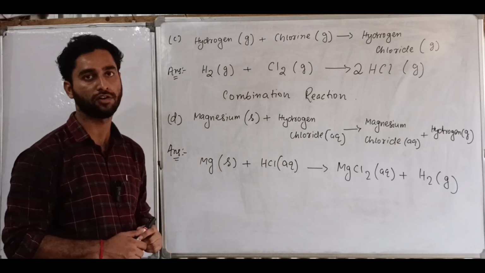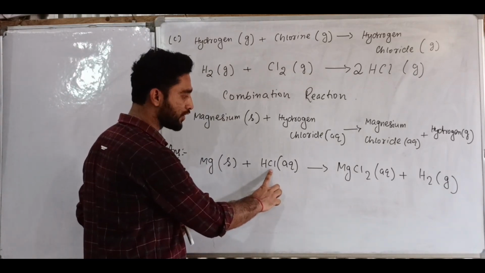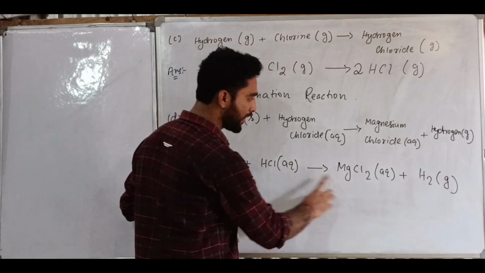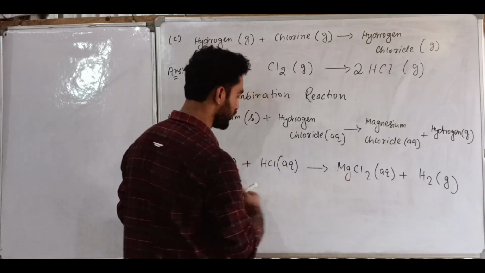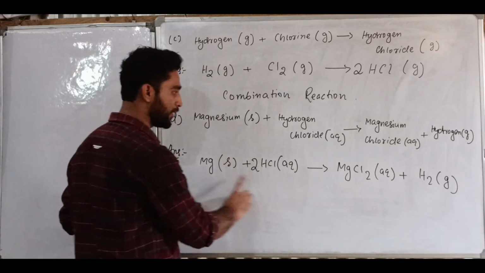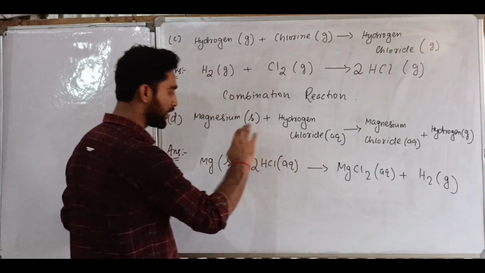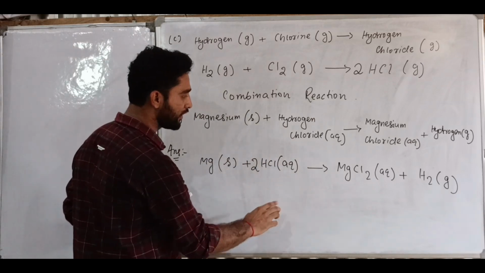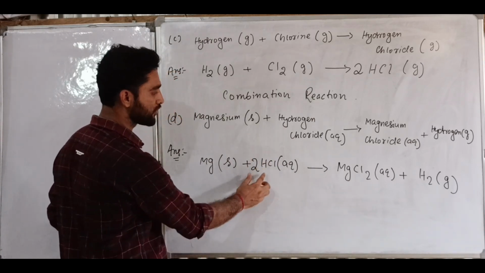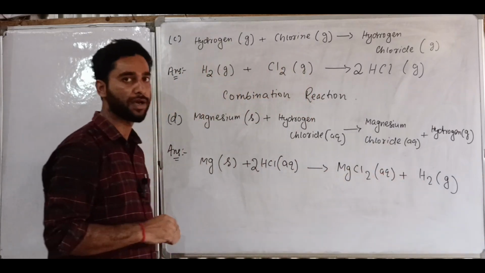Now try to balance the non-metal other than oxygen and hydrogen. Which one is the non-metal? Chlorine is the non-metal. Left hand side chlorine is 1, right hand side chlorine is 2. So put 2 here. Now again start from the beginning. Magnesium 1, magnesium 1. Now non-metal: chlorine 2, chlorine 2. Now oxygen. Oxygens are not there. Now try to balance the hydrogen. This side hydrogen is 2, this side hydrogen is 2. Now the reaction became balanced.